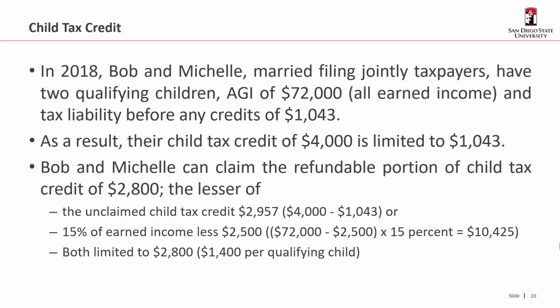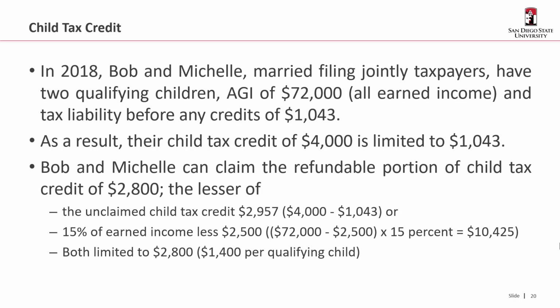Bob and Michelle are married filing joint taxpayers, have 2 qualifying children, AGI of $72,000, and that's all earned income. And their tax liability before any credits is only $1,043. So their child tax credit would normally be $2,000 per child or $4,000, but it's going to be limited by their tax liability of $1,043.